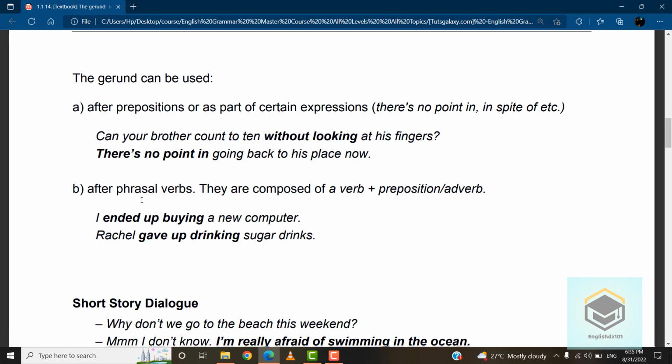We also use them after the phrasal verbs. For example, I ended up buying a new computer. So ended up is a phrasal verb. This is why we're using the gerund.